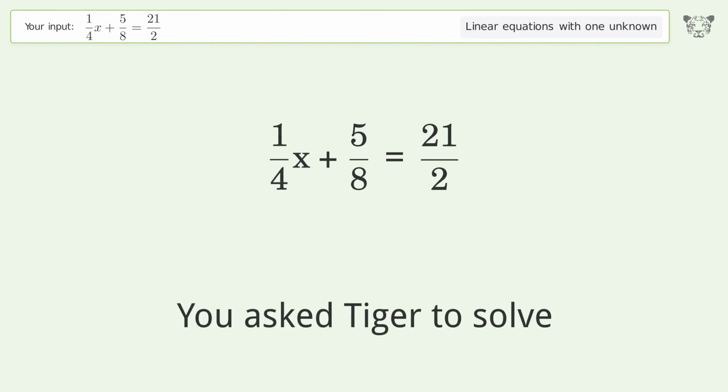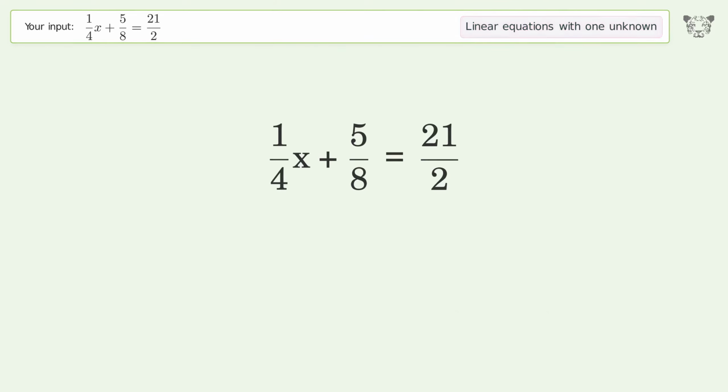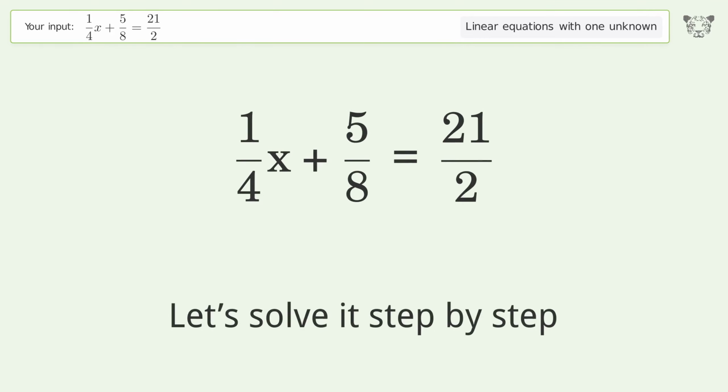You ask Tiger to solve. This deals with linear equations with one unknown. The final result is x equals 79/2. Let's solve it step by step.